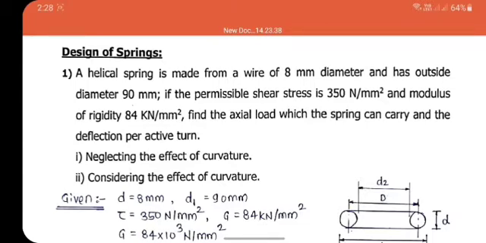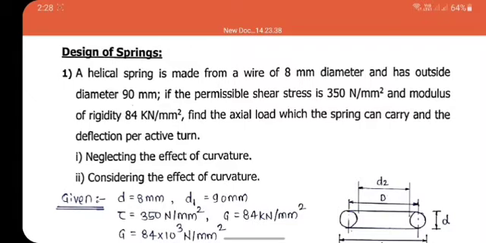A helical spring is made from a wire of 8 mm diameter and has outside diameter 90 mm. If the permissible shear stress is 350 Newton per mm square and modulus of rigidity 84 kN per mm square, find the axial load which the spring can carry and the deflection per active turn. Two conditions are given. First is neglecting the effect of curvature. Second is considering the effect of curvature.